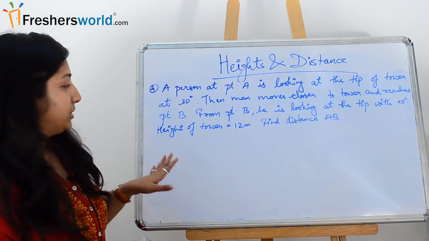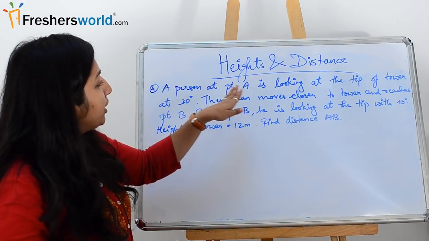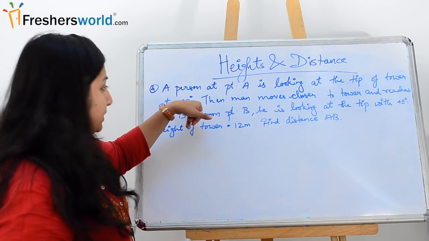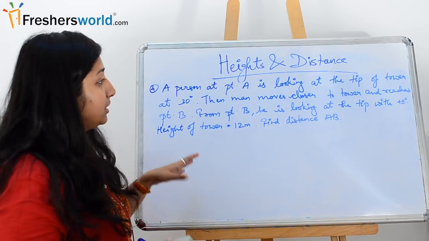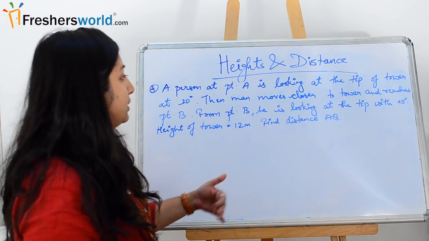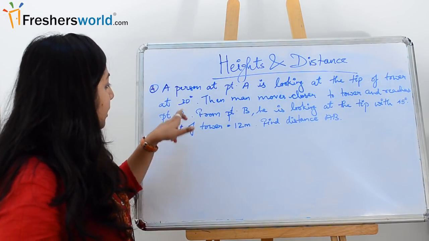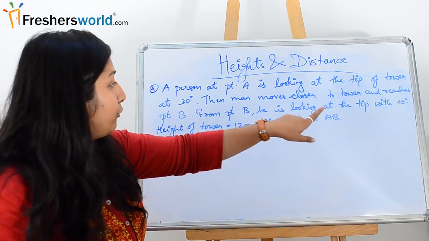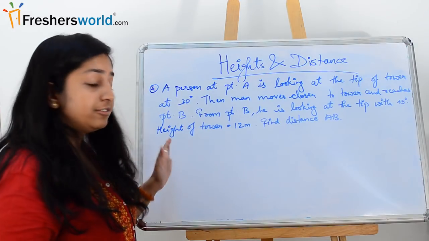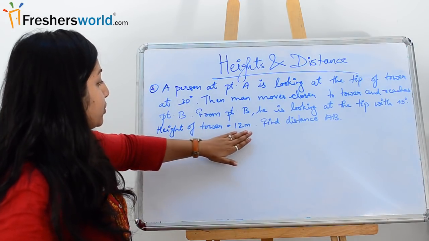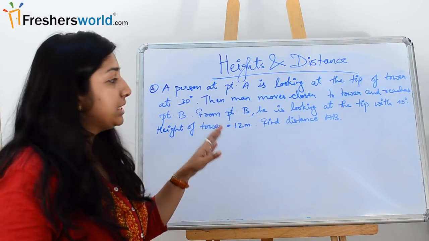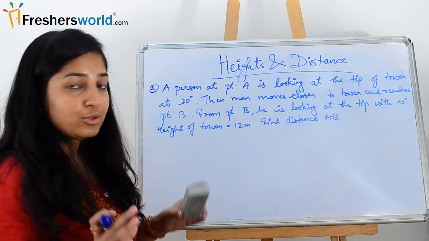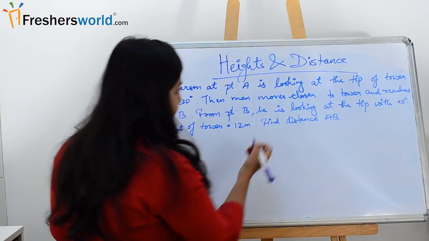So fourth question. A person at point A is looking at the tip of the tower at an angle of 30 degree. Then that person moves a little closer to the tower and reaches point B. From point B, he is looking at the tip of the tower with an angle of 45 degree. And given the height of the tower is 12 meter. So what will be the distance from point A to point B? This is our question. So let's first draw the diagram.